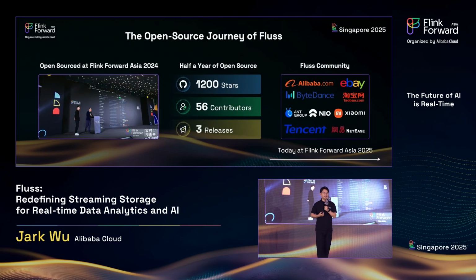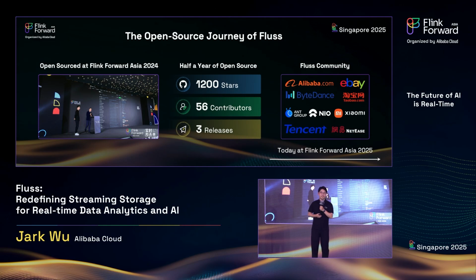Okay, let's take a look back at the open source journey of Fluss. We first open sourced Fluss live on stage at Flink Forward Asia 2024 in Shanghai, and after that we continually grew the community. Currently, we have 1,200 GitHub stars and more than 50 contributors across the world from companies like Alibaba, ByteDance, eBay, Ant Group, Xiaomi, and Tencent, and so on. The community also has a fast development pace, with three releases in 6 months. Half a year ago, we open sourced Fluss at Flink Forward Asia and committed to donate Fluss to the Apache Software Foundation this year.